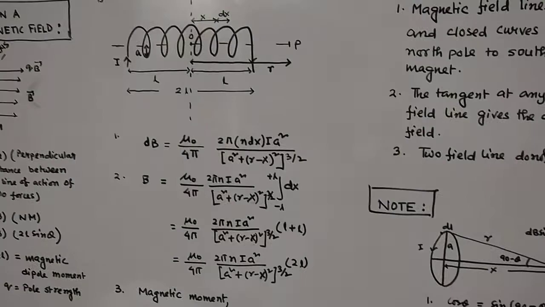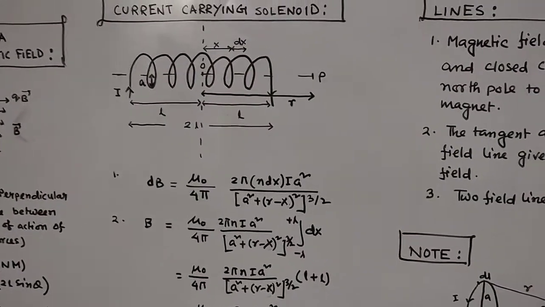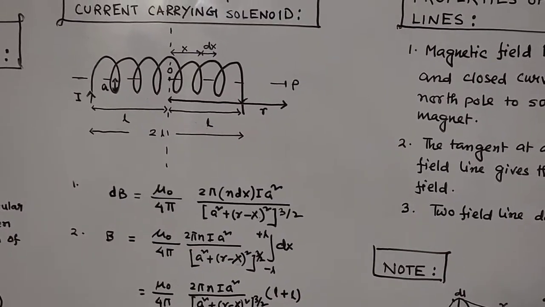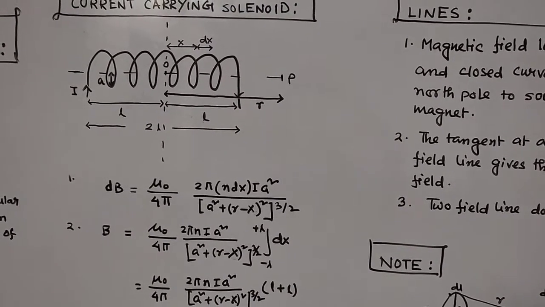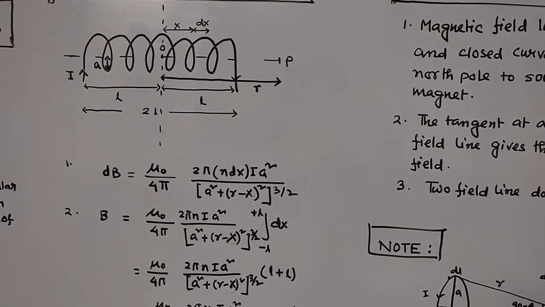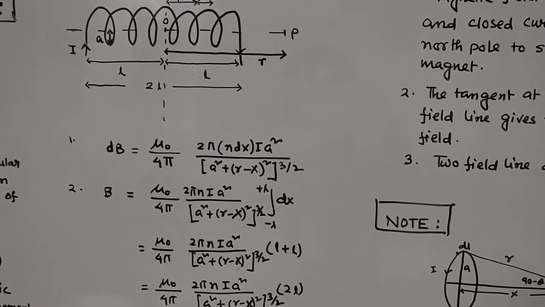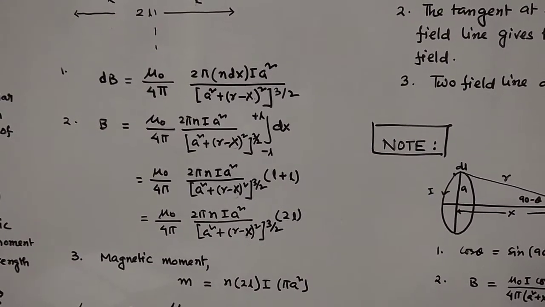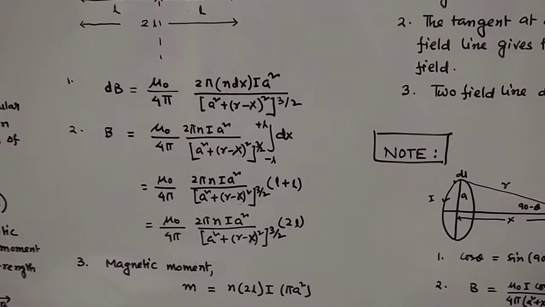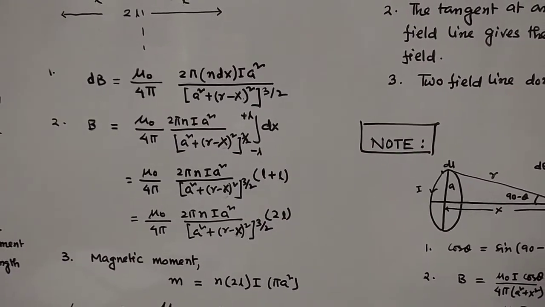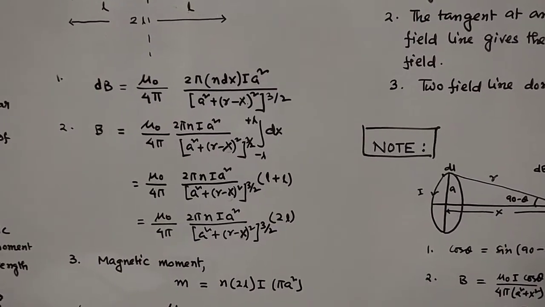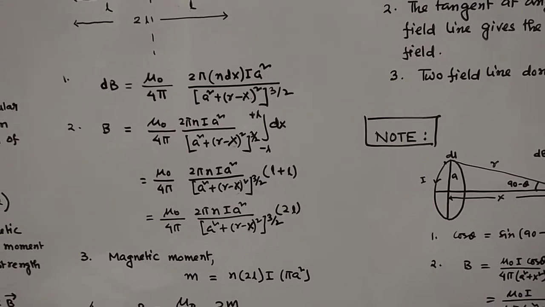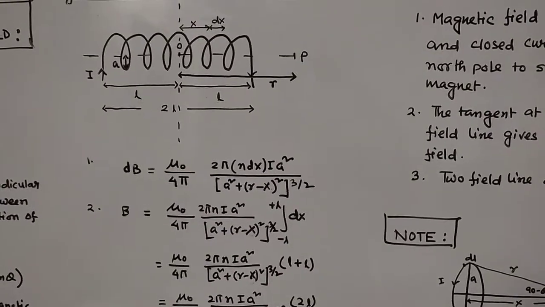It's very simple. Now to get the magnetic field at point P due to the whole length of the solenoid, you have to integrate by considering dx as your variable, because it spreads throughout the length of the solenoid within the limit minus L to plus L. So if you integrate, it becomes L plus L, so it's your 2L. Now magnetic moment: if n is the number of turns per unit length, then the solenoid contains n2l, that is your total turns, and I is the current in each turn. So n2lI gives you the current for the whole length of the solenoid, and the area of each turn is pi a square, if a is the radius.